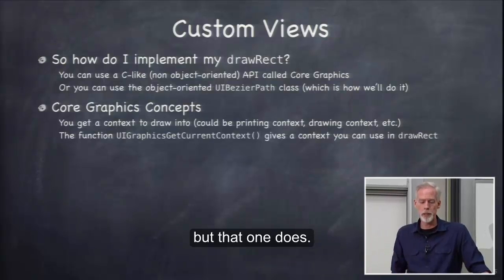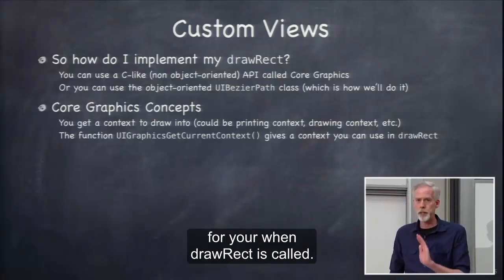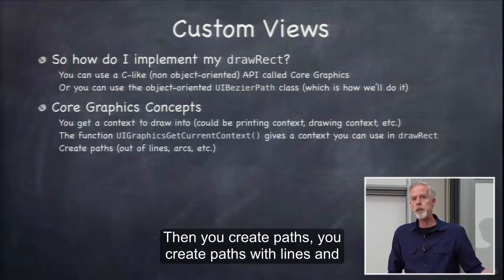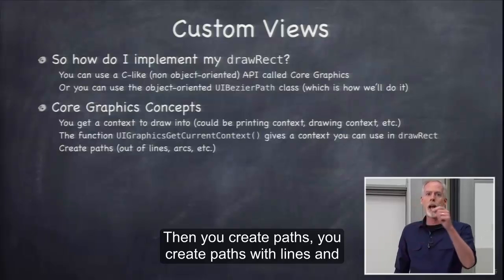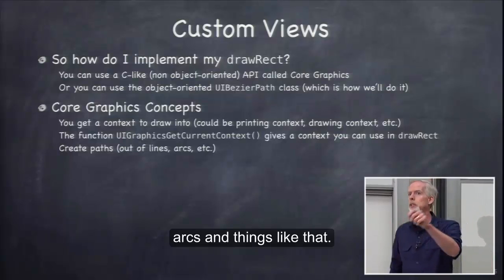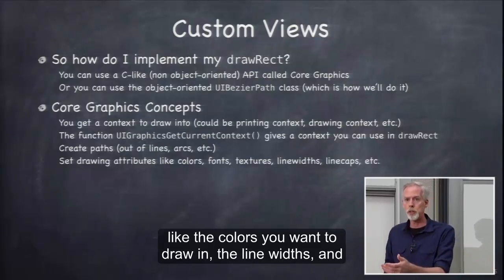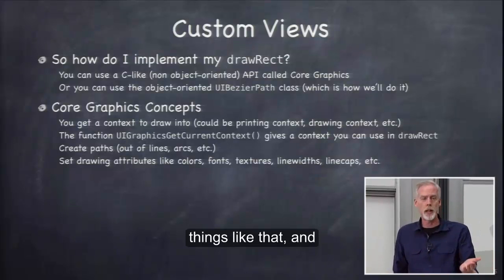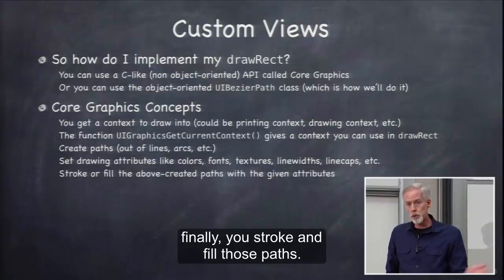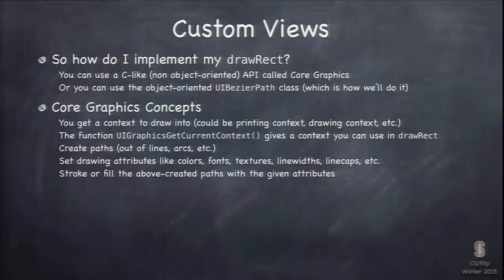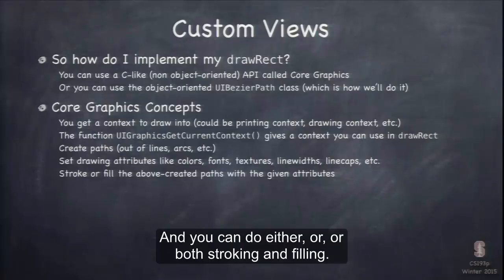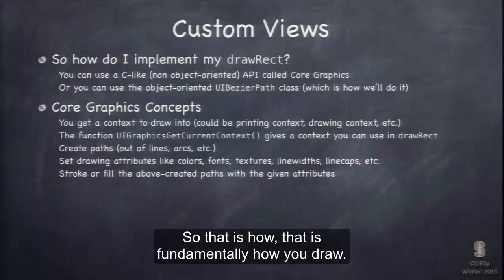But that one does. So the first thing you need is a context, automatically set up for you when drawRect is called. Then you create paths. You create paths with lines and arcs and things like that. Then you set the drawing attributes, like the colors you want to draw in, the line widths, things like that. And finally, you stroke and fill those paths. Okay? You can do either or both, stroking and filling. So that is fundamentally how you draw.